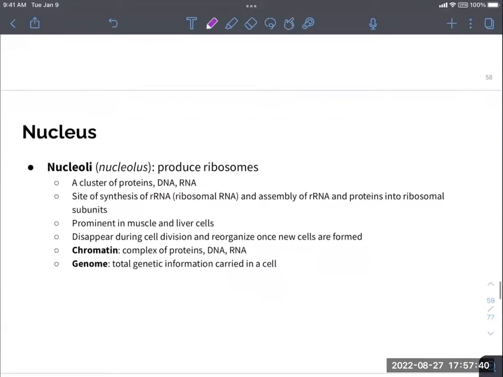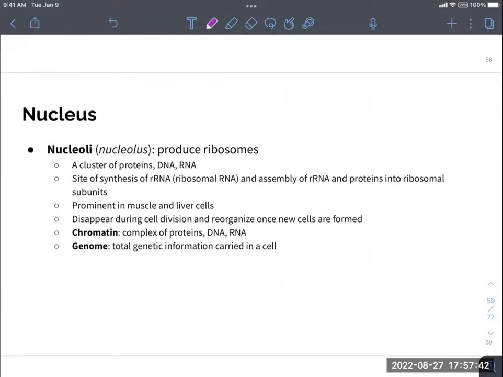We also, in that nucleus, have a nucleolus. That's where our ribosomes actually get produced. It consists of a cluster of proteins, DNA, and RNA. It's where our ribosomal RNA is actually made, and it also assembles that ribosomal RNA into the ribosomal subunits that are used by our cell.